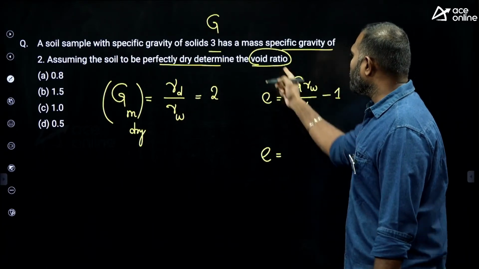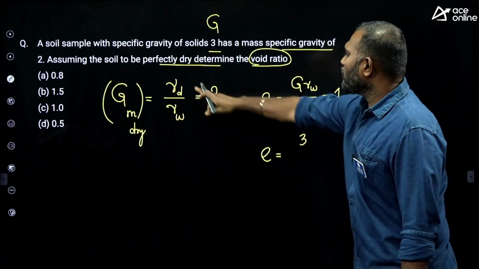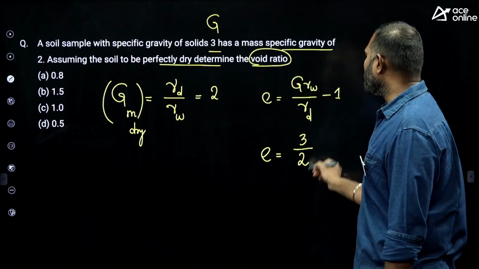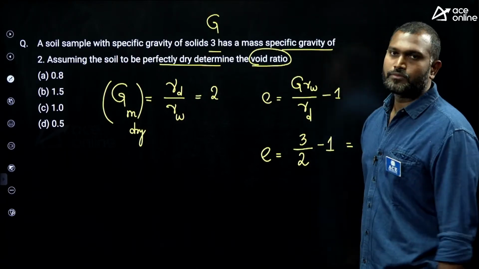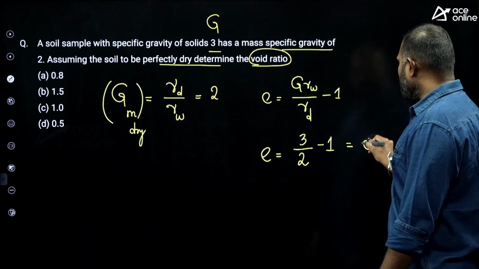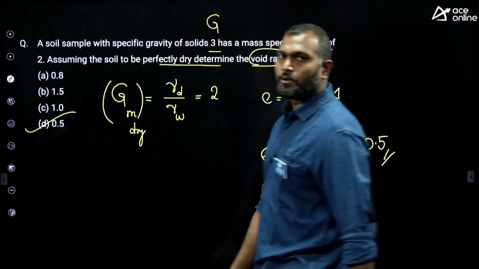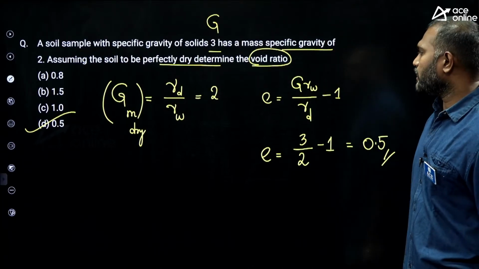So come on everybody, what is the G value? 3. Gamma D by gamma W is 2, so gamma W by gamma D is 2 here. So 3 by 2 minus 1, 1.5 minus 1, the answer is 0.5. So the void ratio, the correct answer is 0.5.